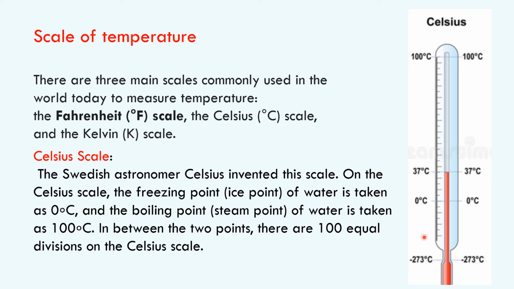In the Celsius scale, you can identify the 100 equal divisions. Here 0 degrees indicates the freezing point of water, and 100 degrees is the boiling point of water. In between you have 100 equal divisions. Then 37 degrees centigrade is the human body temperature.